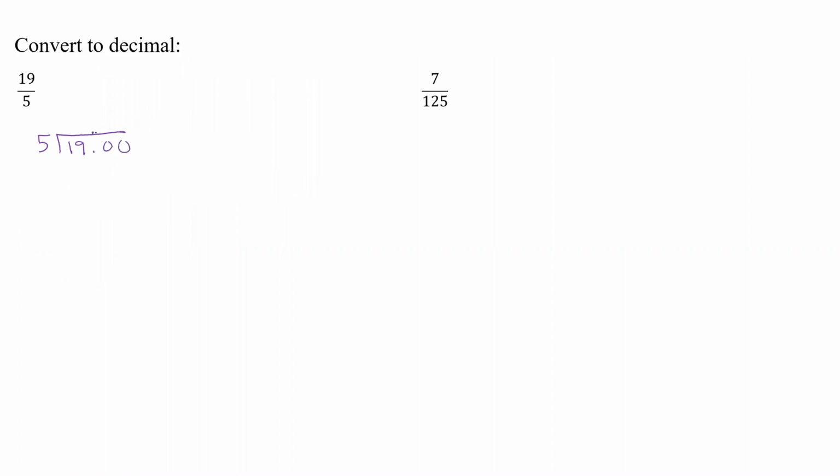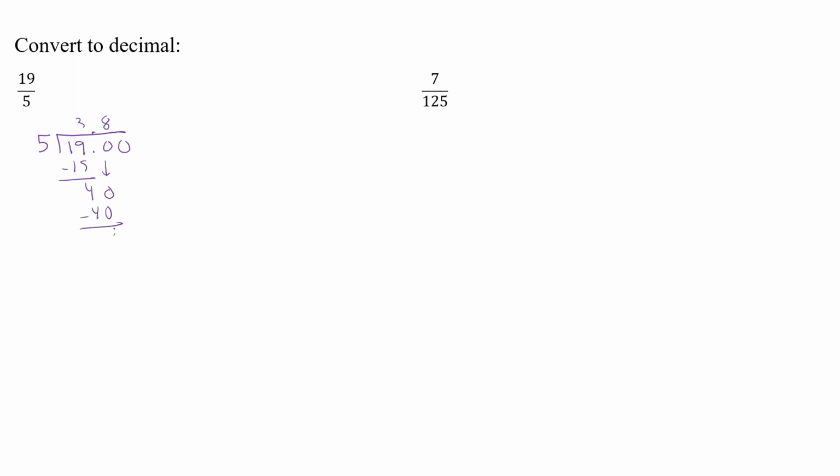I don't know how many I'll need, so I'll put my decimal above the decimal here. 5 goes into 19 3 times, which gives us 15. If we subtract that, that's going to give us a 4. Now we bring down our 0. 5 will go in there 8 times because that's going to be 40.